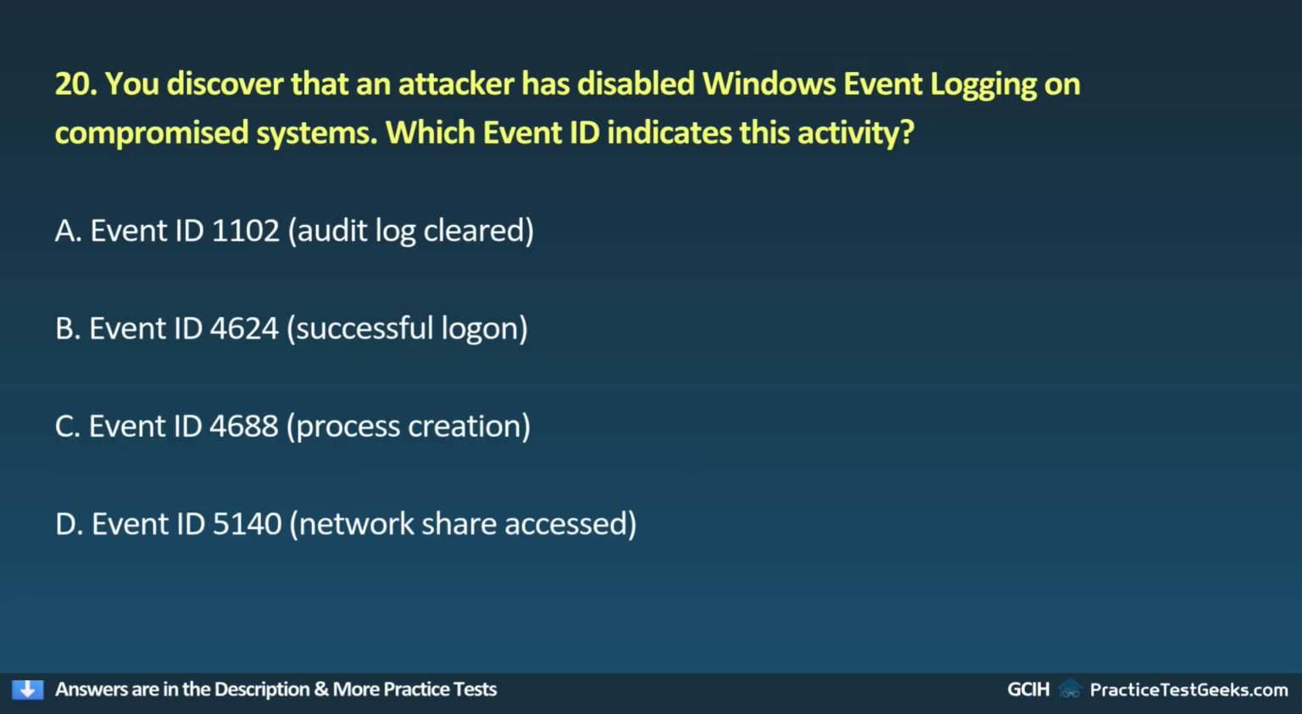20. You discover that an attacker has disabled Windows event logging on compromised systems. Which event ID indicates this activity? A. Event ID 1102, audit log cleared. B. Event ID 4624, successful logon. C. Event ID 4688, process creation. D. Event ID 5140, network share accessed.